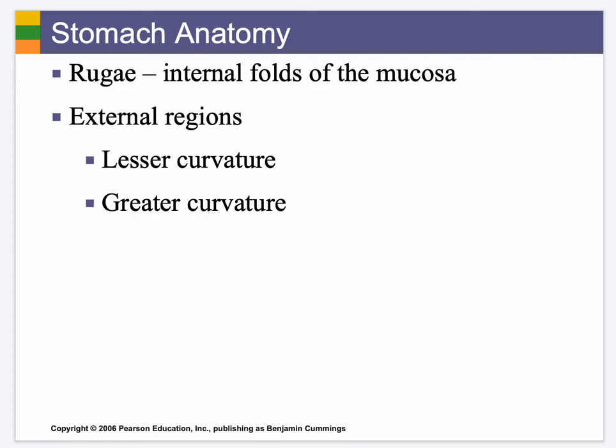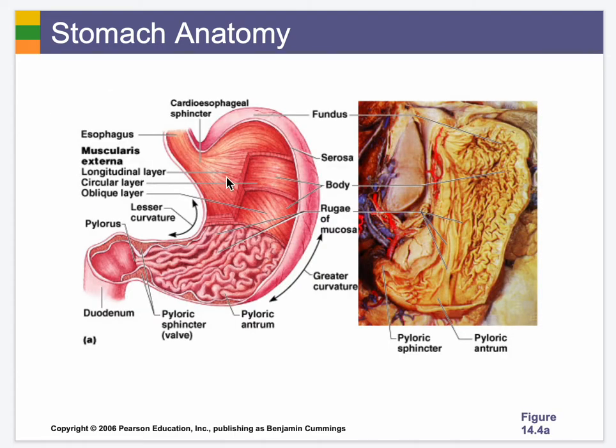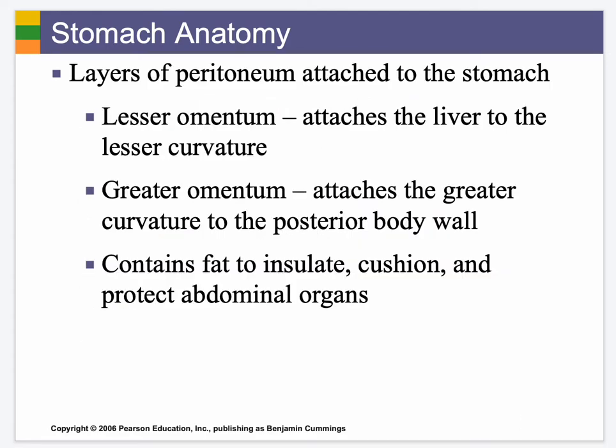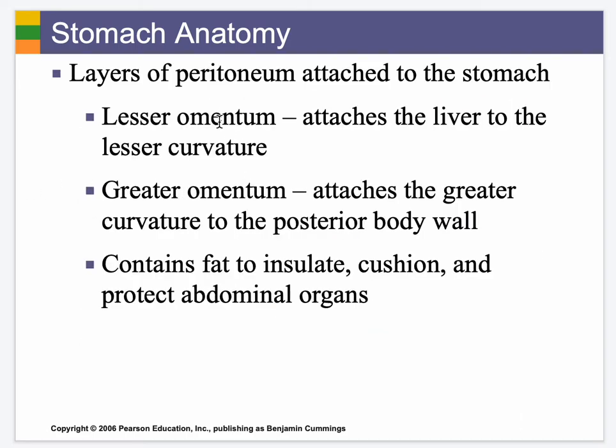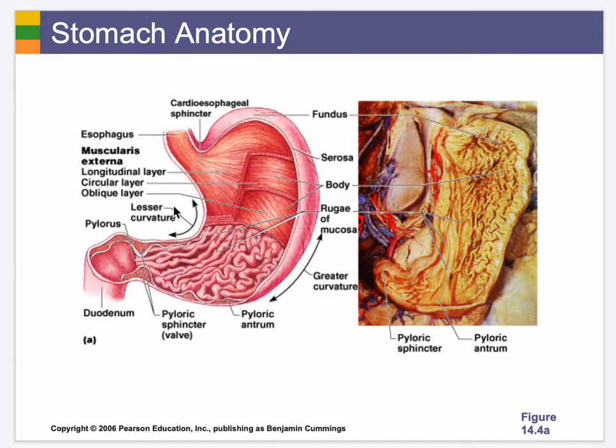No? Tapos, you have your external regions. You have your lesser curvature, diba? Lesser. So, mas maliit siya na curvature. And your greater curvature, which is mas malaki. So, we have the layers of your peritoneum attached to the stomach. So, first is your lesser omentum that attaches, tayong picture. So, we have your lesser omentum, no, that attaches the liver to your lesser curvature. So, ayan, yung lesser omentum mo, makikita mo yan dito, your lesser curvature to your liver.